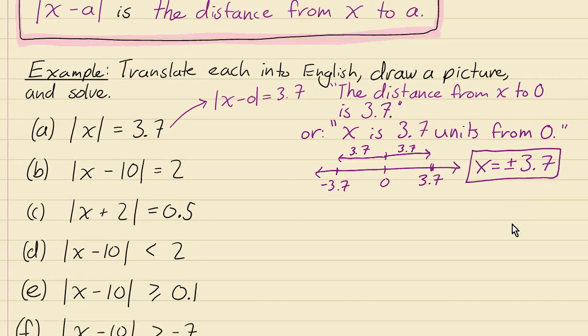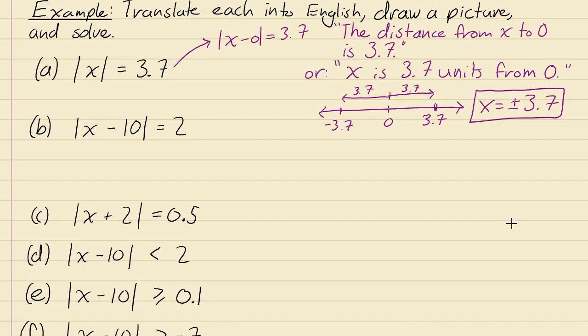Okay, let's look at B next. So first, just using the rule, the absolute value of x minus 10, the left side of this, represents the distance from x to 10. You could just write out the word equals, but usually it's more common to write the word is for equals because it's a more common word in English. And what is that distance? It is 2. So you could write it that way.